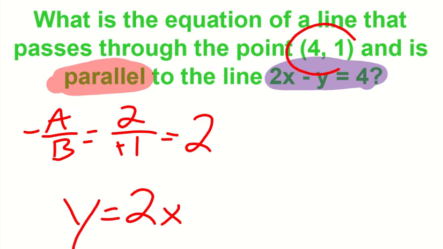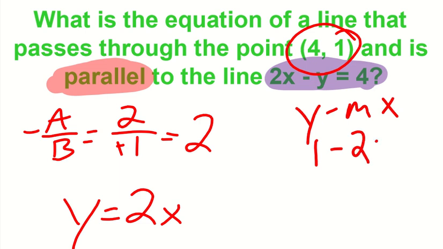We're going to use this ordered pair to get our y-intercept. To get the y-intercept, we do y minus mx. So our y value is 1 minus the slope, which is 2, times the x value, 4. What's 1 minus 8? -7. So we'd have 2x minus 7. Any questions on that?